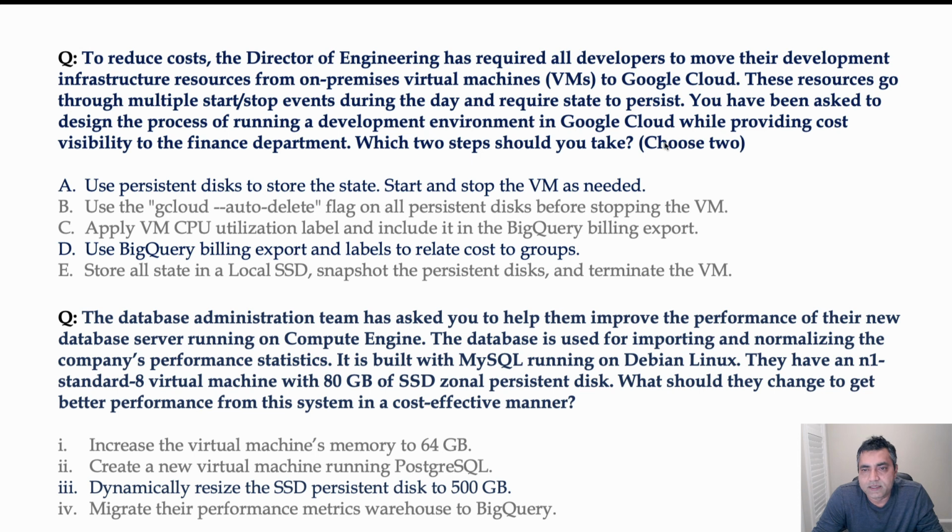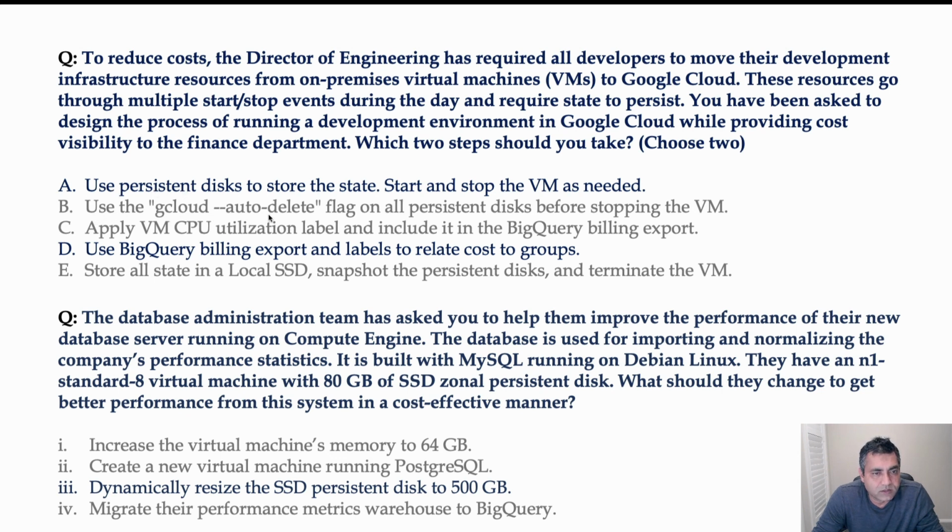Now again, you can see here it's a choose two, which is a multi-select kind of question. The first one, use persistent disk to store the state. Start and stop the VM as needed. This seems like a valid option because persistent disks will not be deleted when an instance is stopped. So this is definitely one of the right answers.